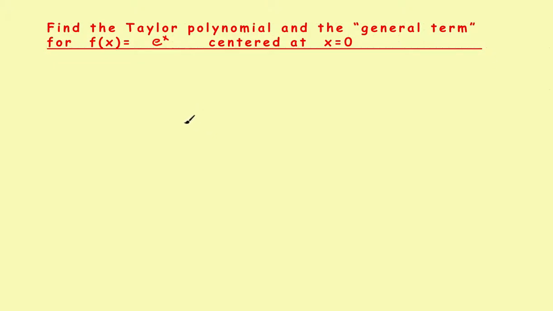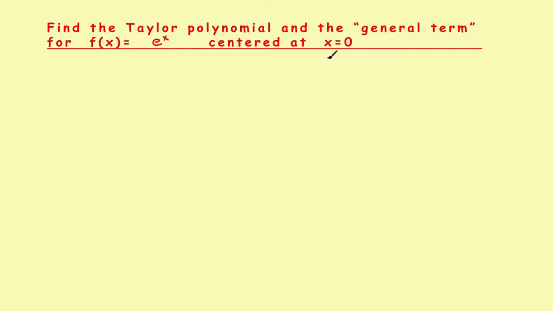Okay, this is going to be the third video on Taylor polynomials. And if you haven't done it yet, I would definitely watch the first two videos. The first one was on how to find the Taylor polynomial for the sine. The second one was how to find the Taylor polynomial for the cosine. And in this video, we'll look at how to find a Taylor polynomial for e to the x.